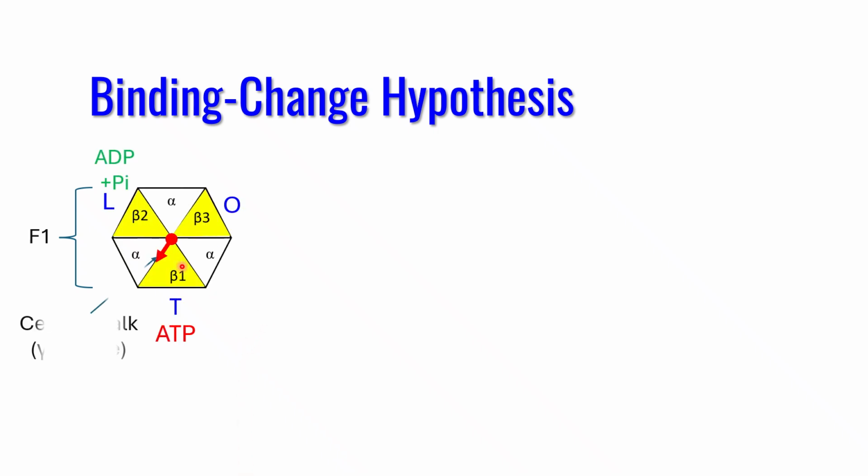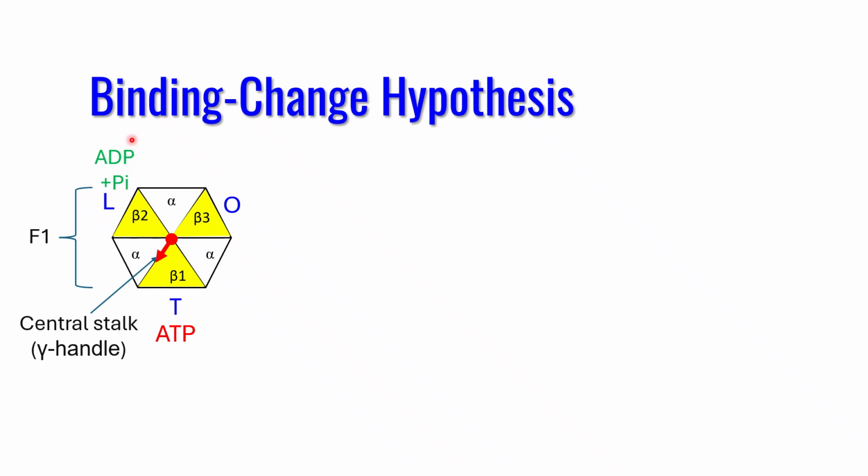Let us examine how gamma handle rotation through F1 hexameric head causes conformational changes in its beta subunits, leading to the synthesis and release of ATP. F1 hexameric head is made up of 3 beta and 3 alpha subunits. Beta subunits are catalytic and exist in one of 3 conformations, namely O or open, L or loose, T or tense. Open allows the release of ATP because it has the least affinity for ATP.